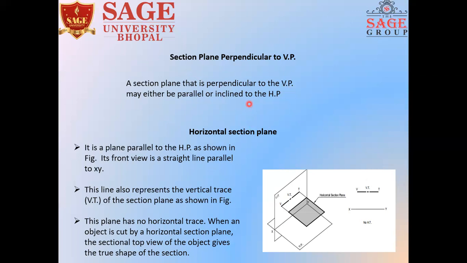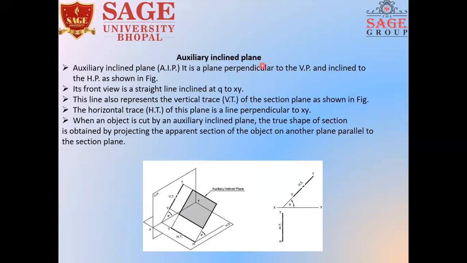Now, another word I am using here is inclined. It is also similar. Now I am using the auxiliary inclined plane. It means our section plane is inclined to HP, where theta is the inclination. So an auxiliary inclined plane is a plane perpendicular to VP and inclined to HP. Since it is perpendicular to VP, you will cut the front view only, because the cutter position is perpendicular to VP and inclined to HP.